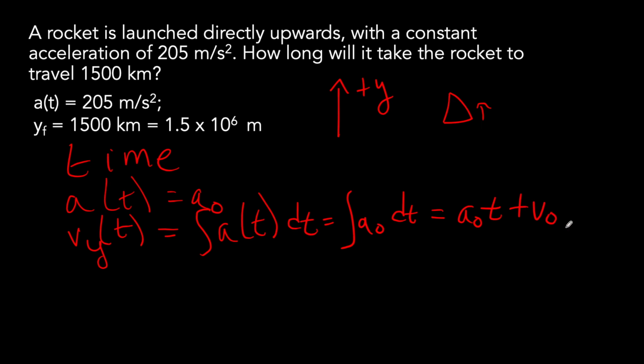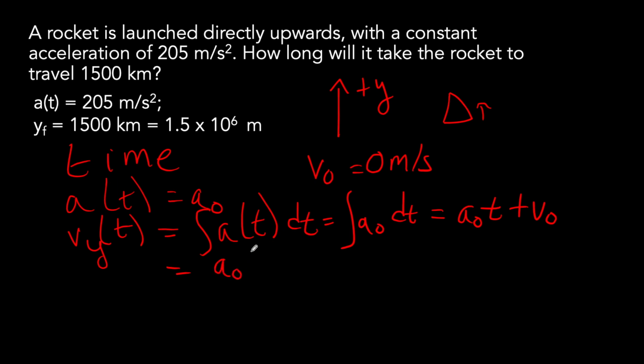Now this is a bit of a mistake I made in writing this problem. I should have told you what the initial velocity of the rocket was. However, given that rockets generally start from rest, we can make a reasonable assumption that v0 is 0 meters per second. The rocket is not moving when we start, and so we say that the velocity is just the acceleration times t.